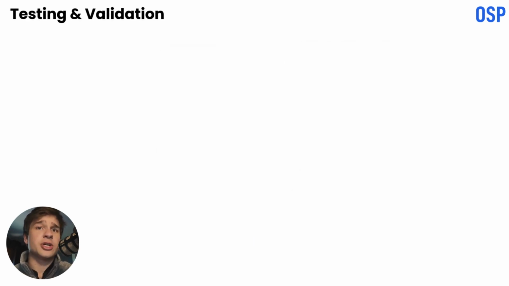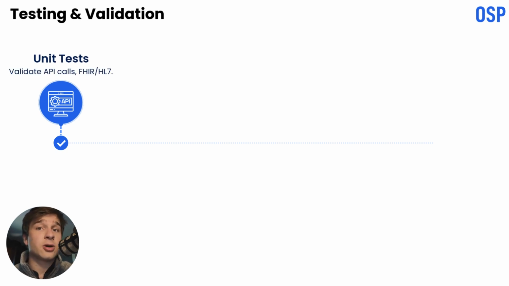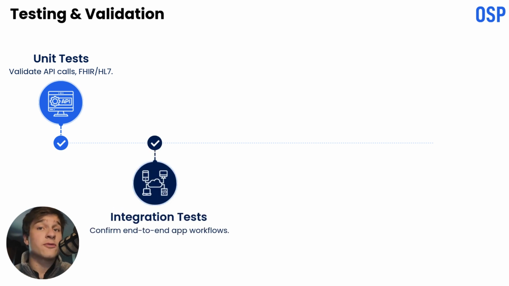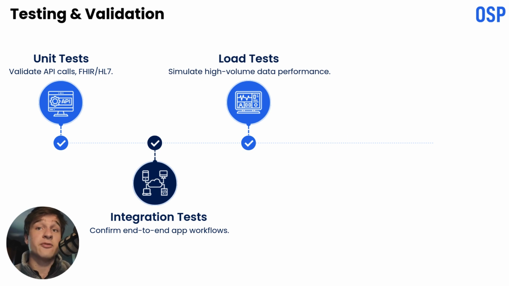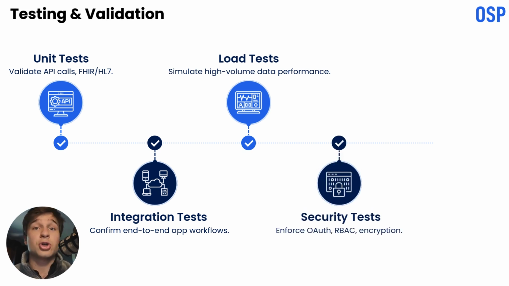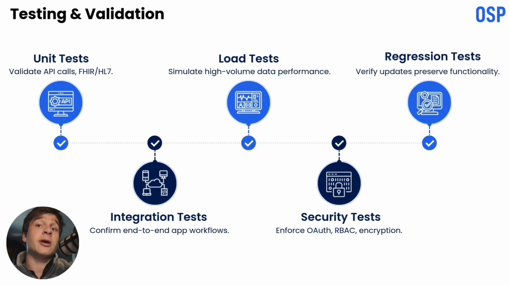Now, testing ensures integration is secure, reliable, and accurate. So make sure you have unit tests, validate individual API calls and FHIR HL7 resources. Integration tests, confirm workflows between the app and EHR work end-to-end. Load tests, simulate high-volume data to check performance and latency. Security tests, ensure OAuth scopes, RBAC, and encryption are properly enforced. And of course, regression tests, verify updates don't break existing functionality. Testing and staging, or pre-production environments, mirror the production setup, ensuring readiness before going live.